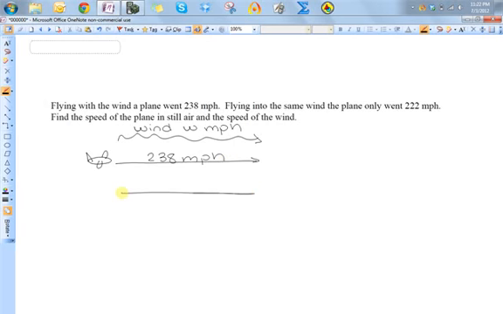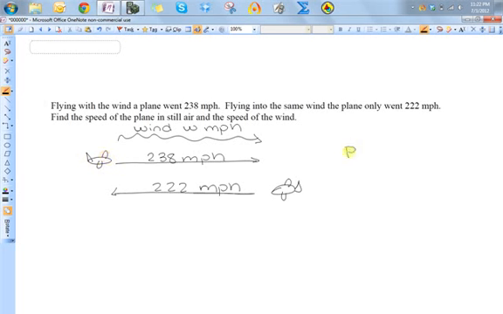When it's going against the wind, so let's draw another plane. This one looks even worse. It goes 222 miles per hour. So you can see that when it's going with the wind, it goes faster, and when it's going against the wind, it goes slower. The reason it goes faster when it goes with the wind is you take its regular speed and add the wind to it.